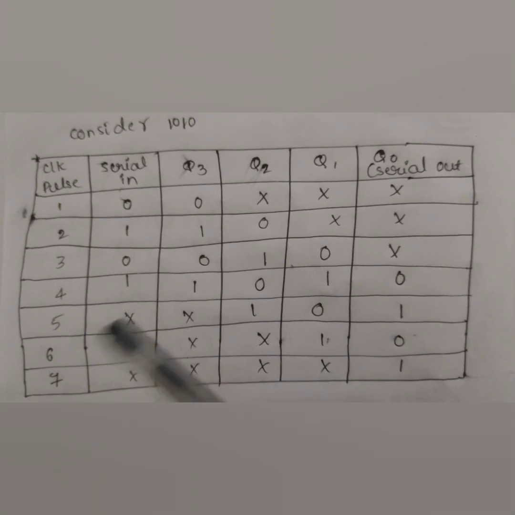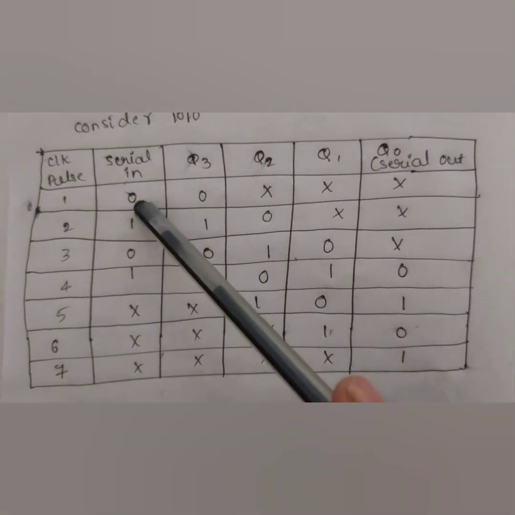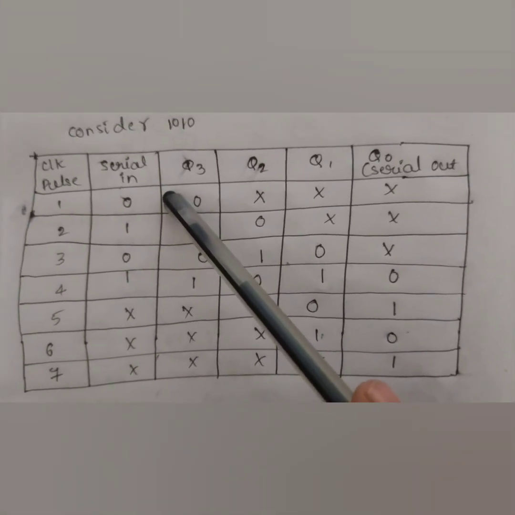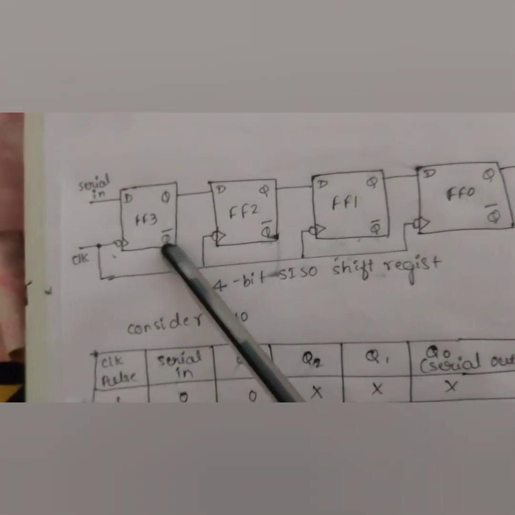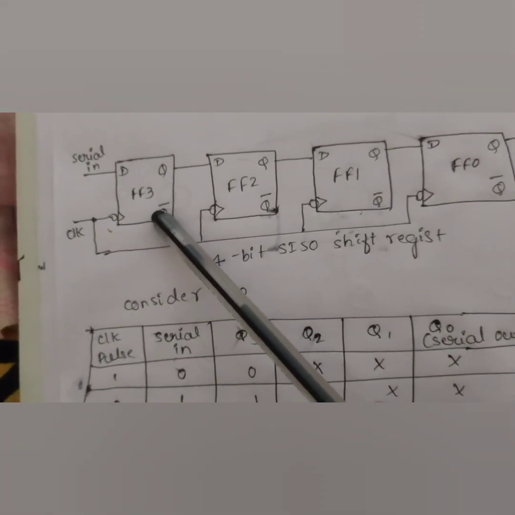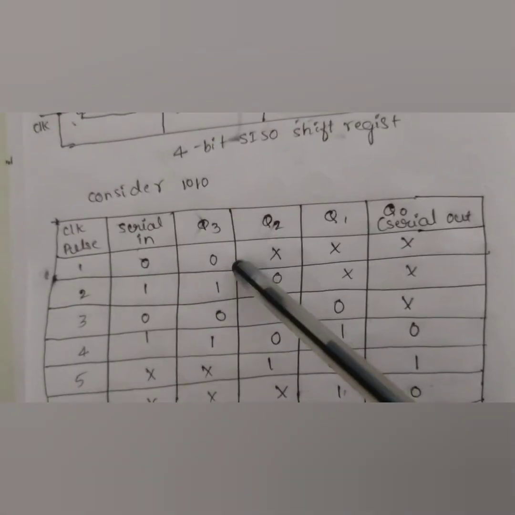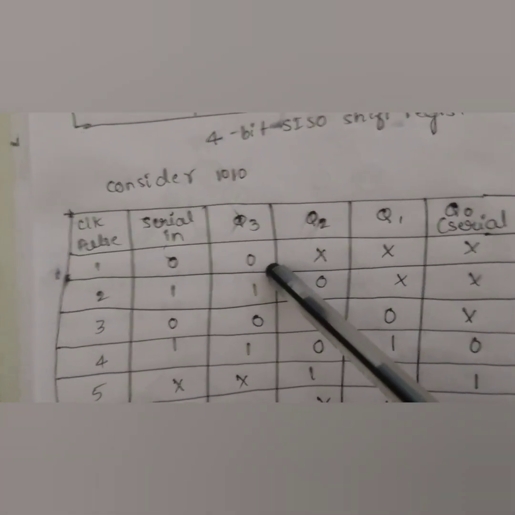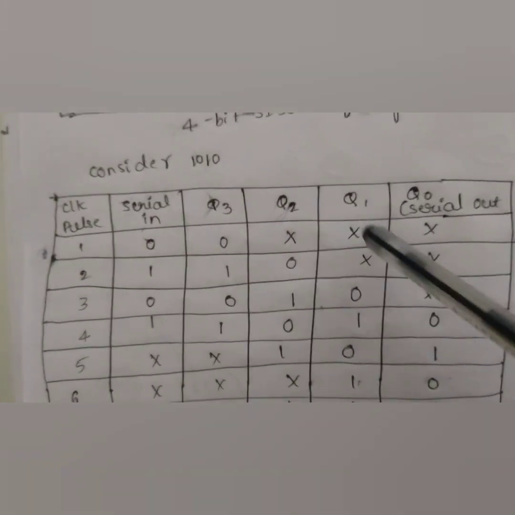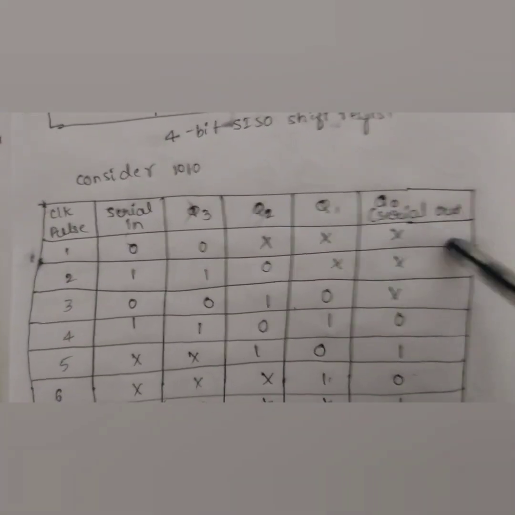On the first clock pulse, LSB 0 is applied to the serial input pin of flip-flop 3. Therefore, Q3 is set to logic 0. All other outputs still remain at logic 0.